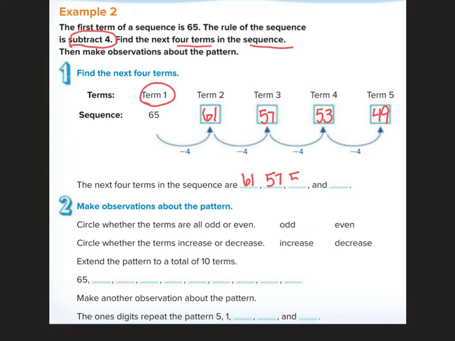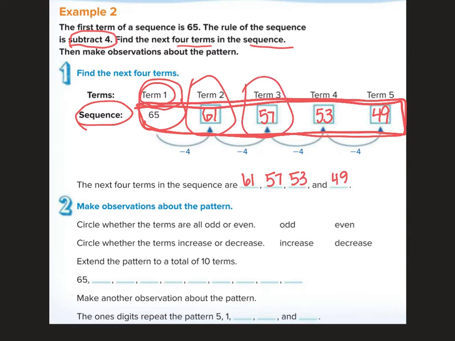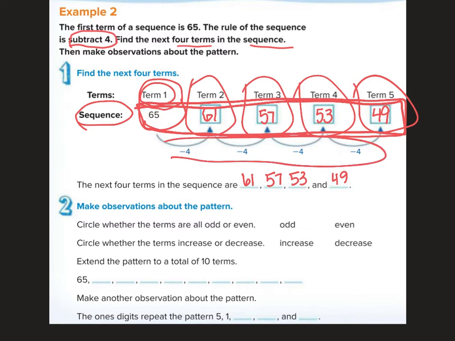Now notice, we've got our sequence here, which is all of these numbers. This whole thing is called the sequence. Okay, each value is called a term. And then if I'm looking at observations about the pattern, down here we've got the rule. That's our rule.